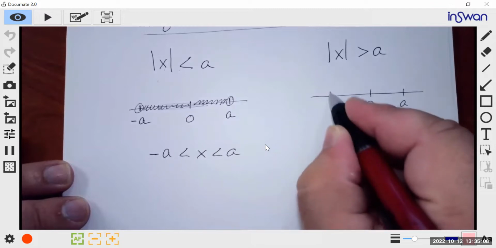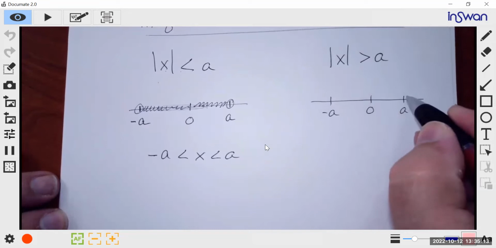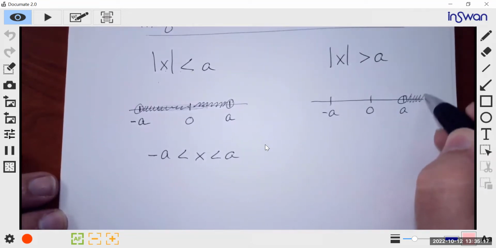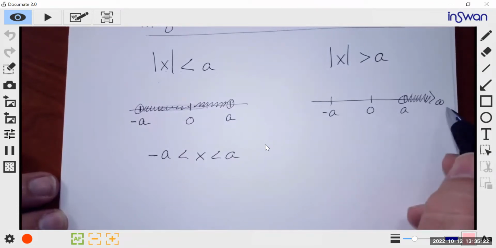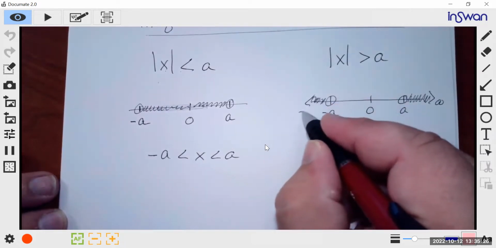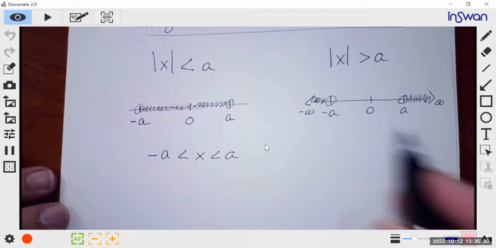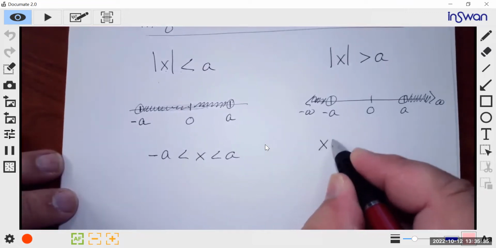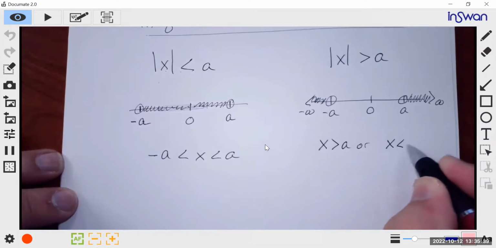Here's a, here's negative a. If it's greater than, it's going away from 0. It's going to infinity. So if a is going to infinity, where's the negative side going? To negative infinity. So it's going away. So this one, greater than, has two answers. x is greater than a, or x is less than negative a.